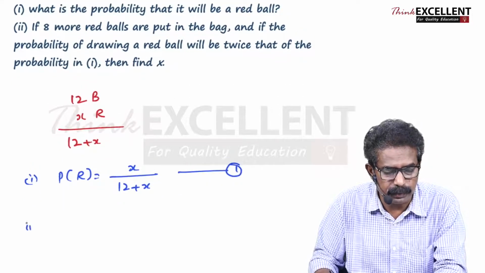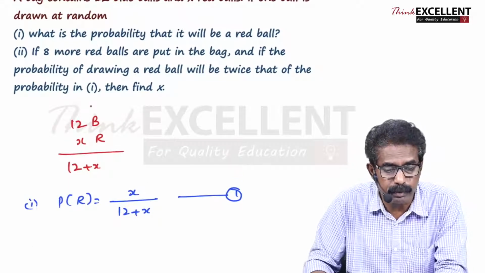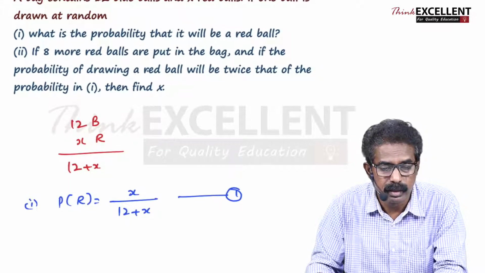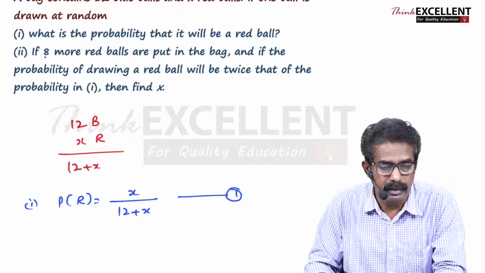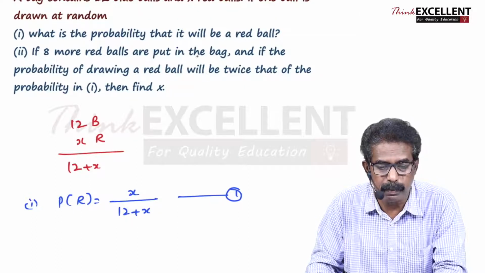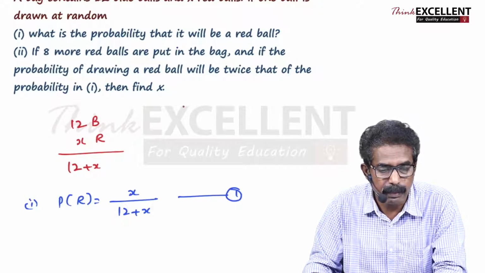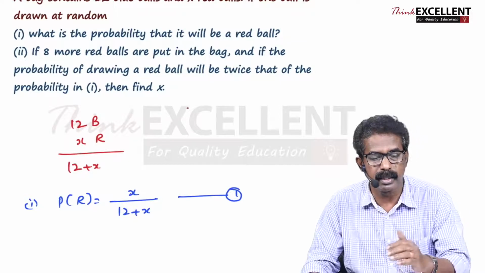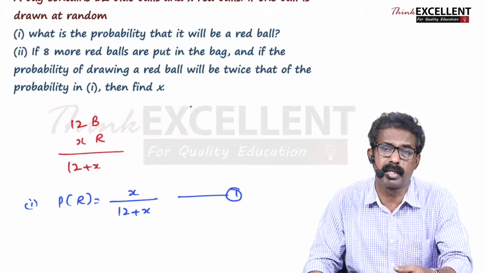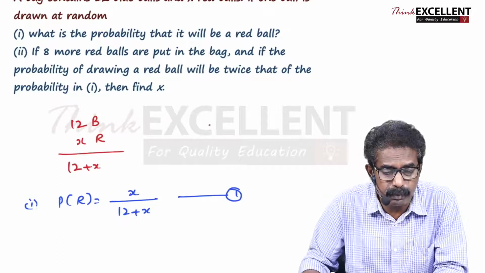Second part, you see: if 8 more red balls are put in the bag, and the probability of drawing a red ball will be twice that of the probability in the first case. First case also we are taking a red ball, second case also we are taking a red ball. But before that, we added 8 more red balls.